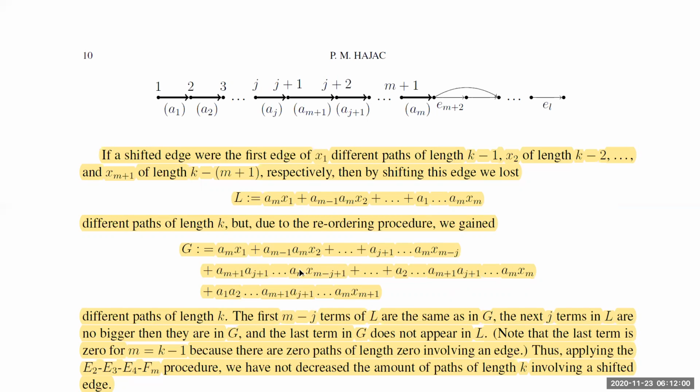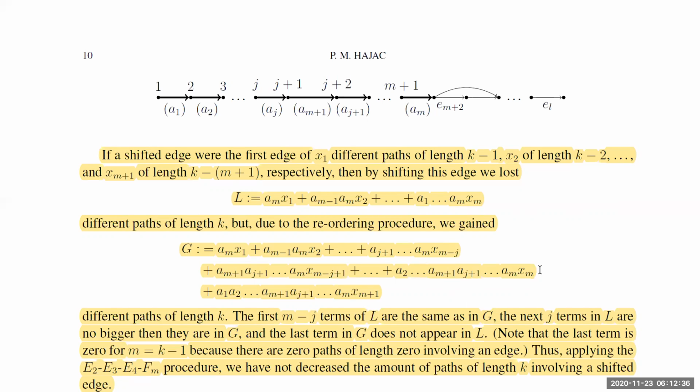So we continue counting the paths that we gained, but now we multiplied by different numbers than before. Now here, instead of aj, we have am plus 1, and so on and so forth. Then we'll have here aj, am plus 1. Instead of, as in L, we had aj minus 1, aj, and so on and so forth, until we arrive at a2 times a3 times am plus 1 times aj plus 1 up to m times xm, right?